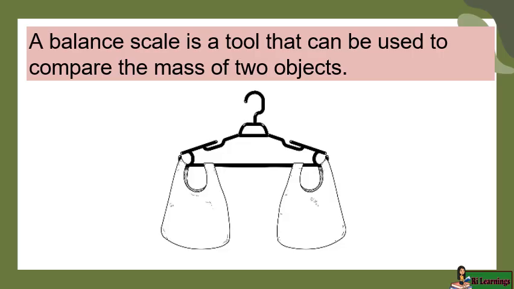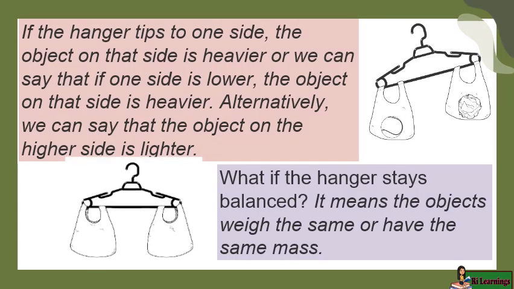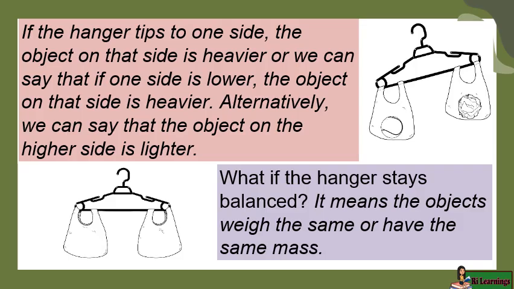A balance scale is a tool that can be used to compare the mass of two objects. If the hanger tips to one side, the object on that side is heavier, or we can say that if one side is lower, the object on that side is heavier. Alternatively, we can say that the object on the higher side is lighter. What if the hanger stays balanced? It means the objects weigh the same or have the same mass.